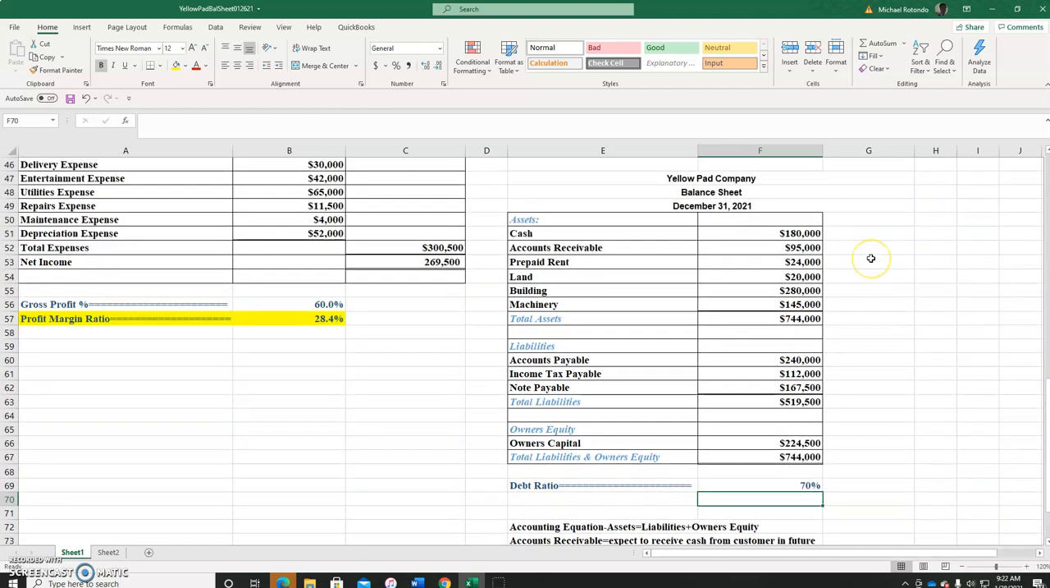So that's the balance sheet, and it goes along with the other statements. And later in the course, we're going to look at a lot more financial ratios that will give you a quick look at the financial condition of your business.